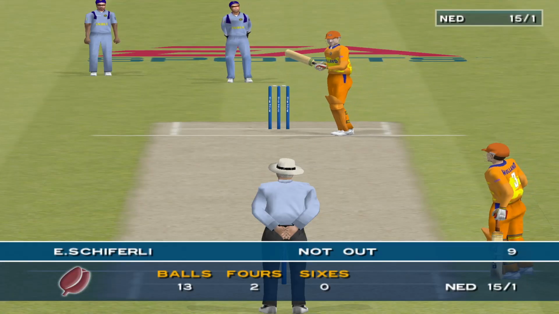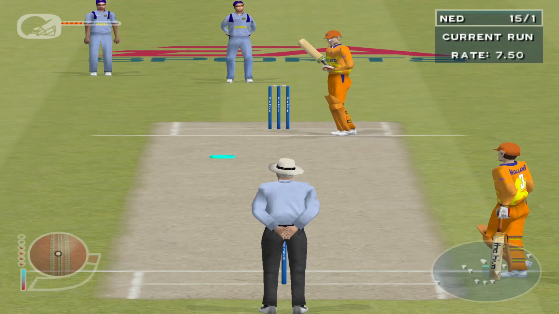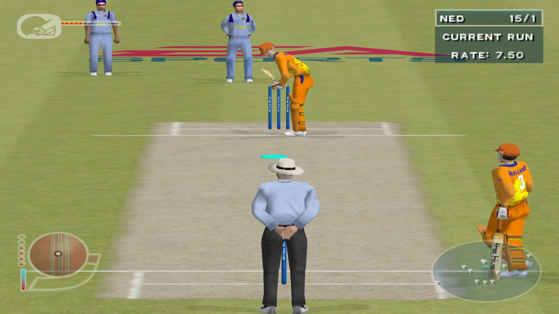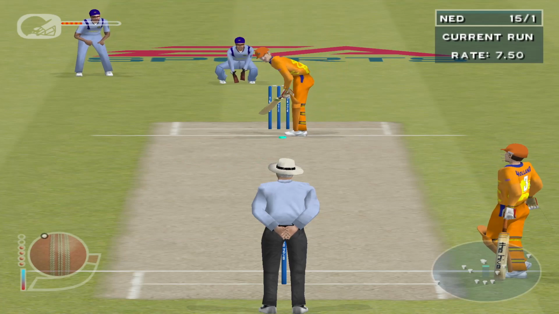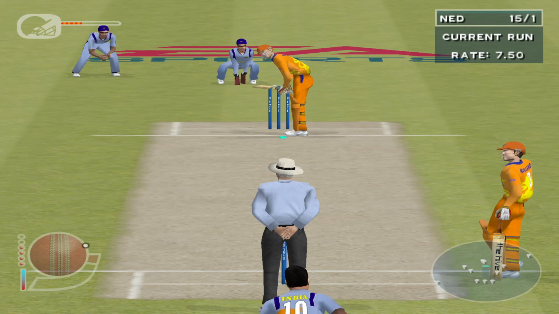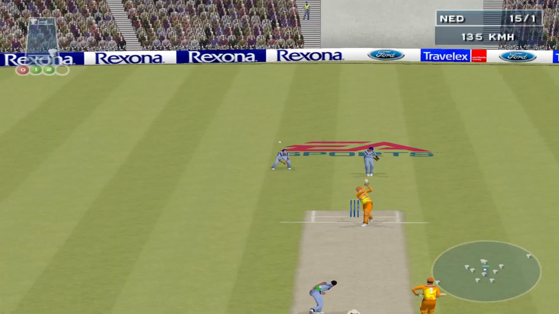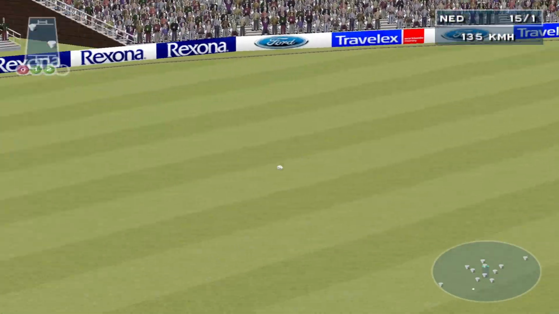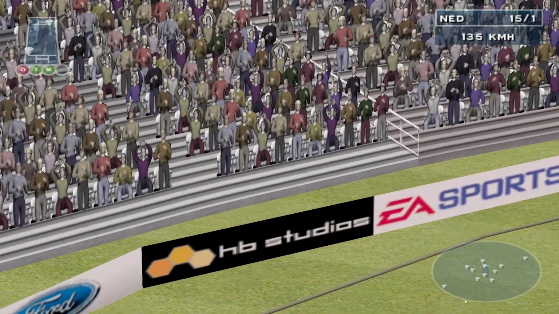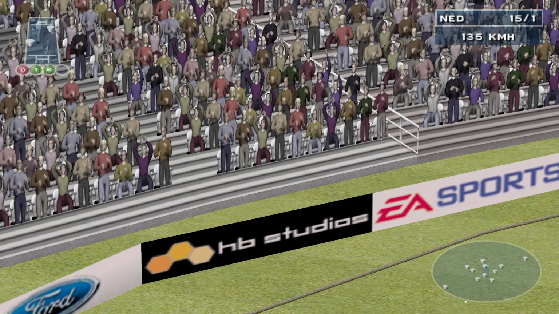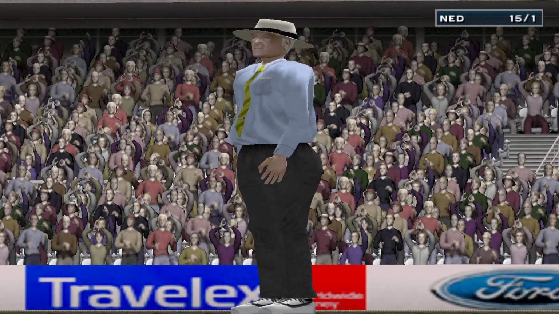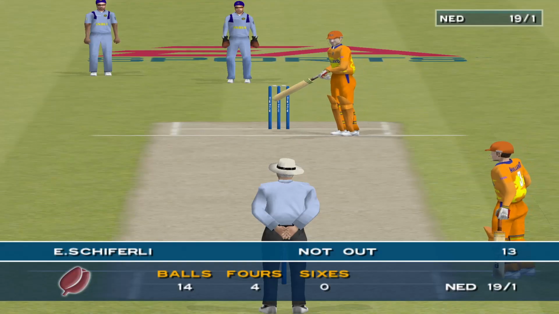Khan continues. He's got that one over the infield and away for 4. Really struck that well. Well, he just got away with it. Risky shot. I'd recommend keeping the ball on the ground at this stage.